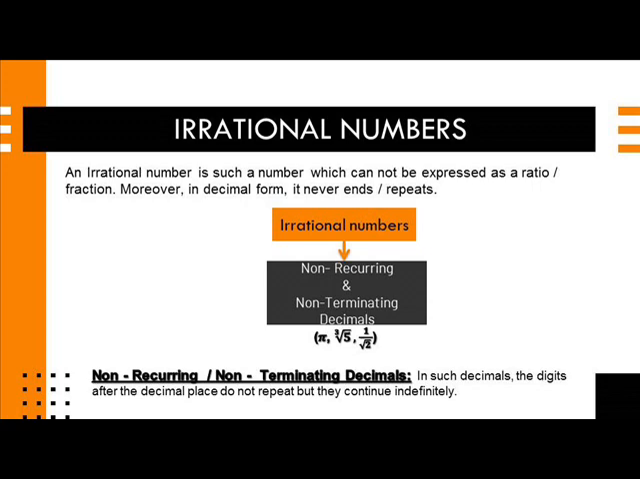Mostly surds are included in the examples of irrational numbers. When we cannot simplify a number to remove a square root or cube root, etc., then it is a surd.